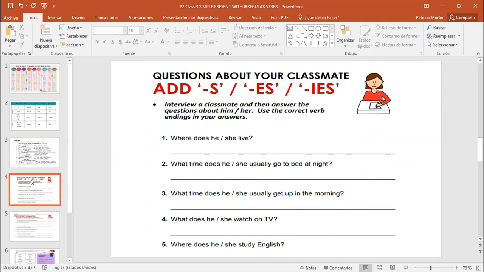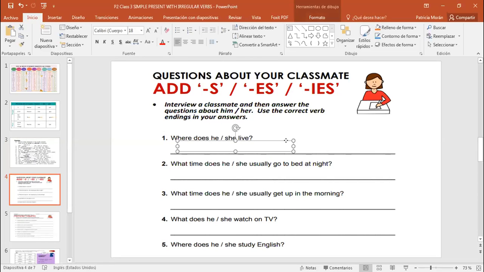Okay, now, here it says, interview a classmate and answer the questions about him or her. Use the correct verb endings in your answer. For example, where does she or he live? ¿Verdad? Ahí la pregunta está bien formulada, ¿verdad? Está correcta.